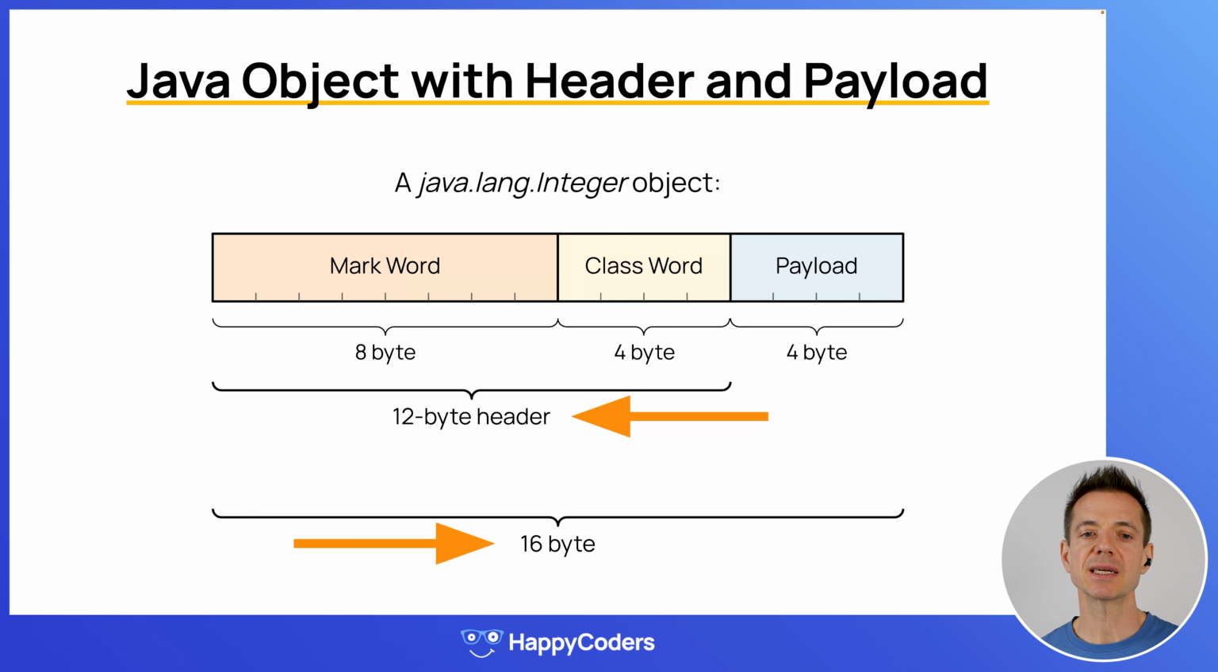An integer object is 16 bytes long, that is divisible by 8, so we don't need any padding bytes here. And here, the 12-byte header takes up as much as 75% of this object's memory. Of course, many objects are larger than primitive wrapper objects. For those, the 12-byte overhead is less of a concern.